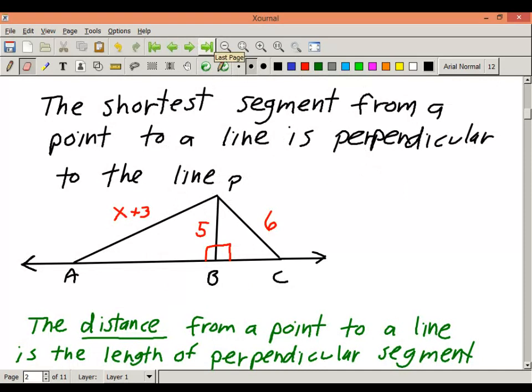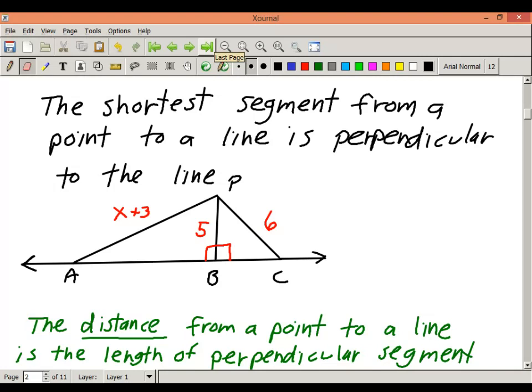Let's talk about the shortest distance from a point to a line. The shortest distance, or the shortest segment from a point to a line is perpendicular to that line. So if you look at this point P I have here and then line AC, if you're an ant sitting on point P, you have several routes to go to line AC. You can go down segment PA, you can go down segment PB, or you can go down segment PC. So which one's the shortest?